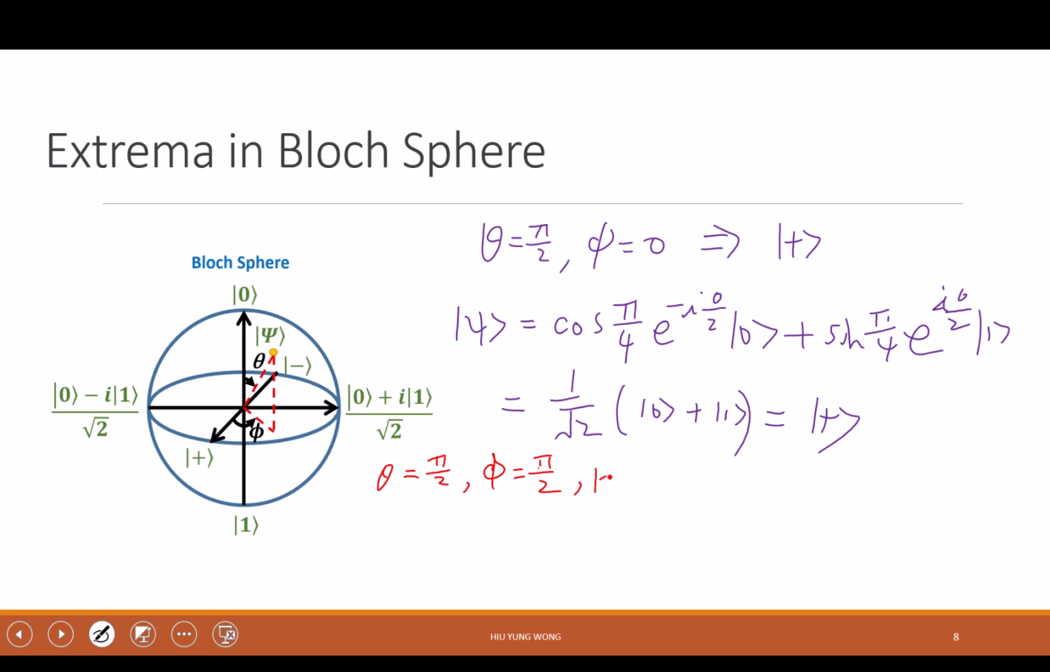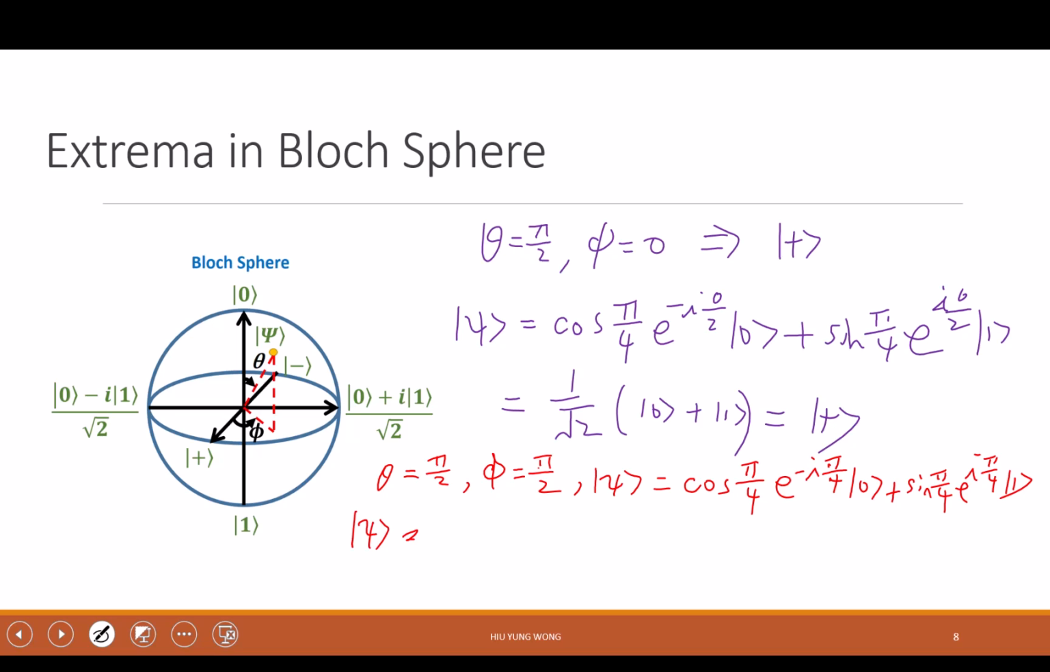We say that psi equals cosine. What is theta? Pi over 2. So it becomes pi over 4 because it's theta divided by 2. E to the power negative i. What is phi? Pi over 2, right? And then phi over 2 becomes pi over 4 also. And then 0 plus sine pi over 4, e to the power i pi over 4, 1. Okay? This is a little bit messy, but I'm going to take out a common factor to make it easier.